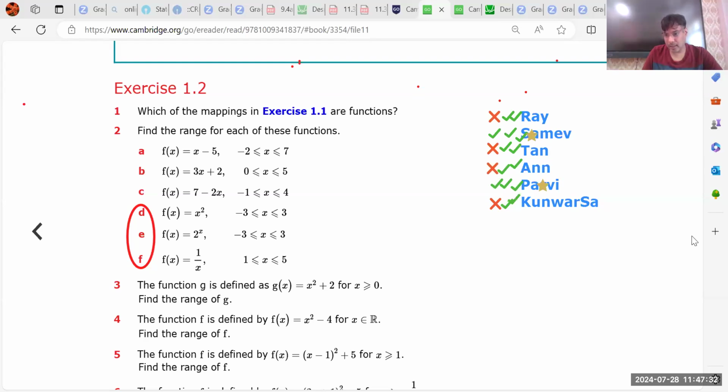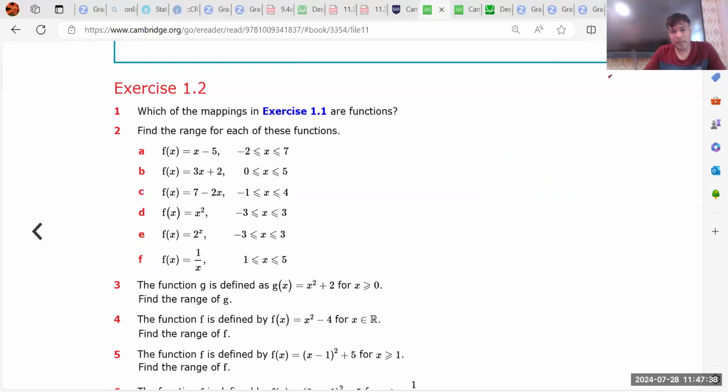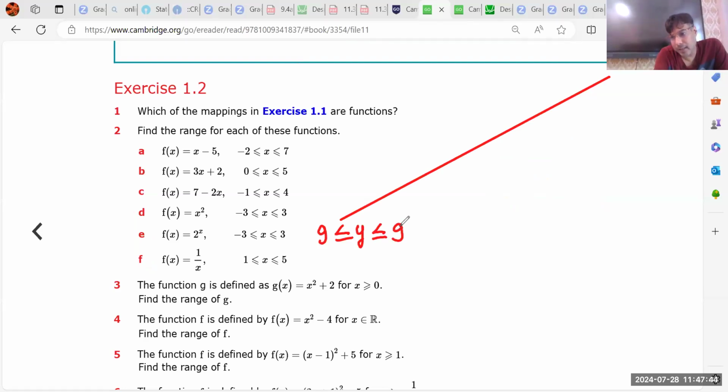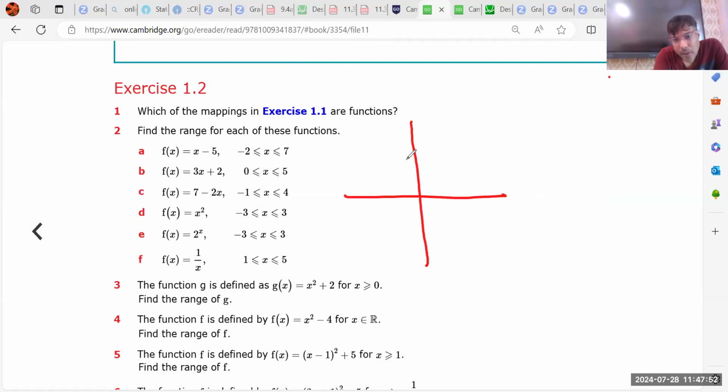So guys, in this one, the range, you know, starts from the minimum value to the maximum value. Just writing 9 is less than y is less than 9 doesn't make any sense. You have to find the minimum value of the function. Now the minimum value, I have taught you the graph of y equal to x square also. So the minimum value will be from 0 to when x is 3, that is equal to 9.